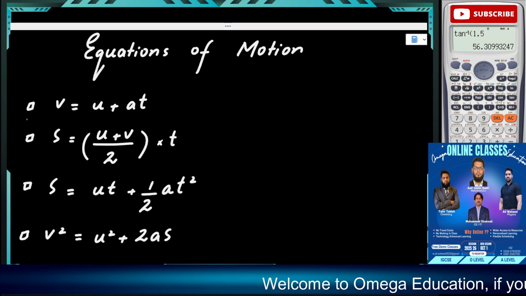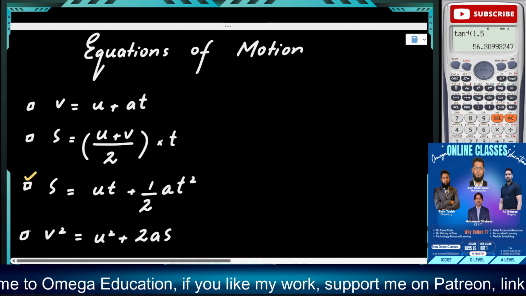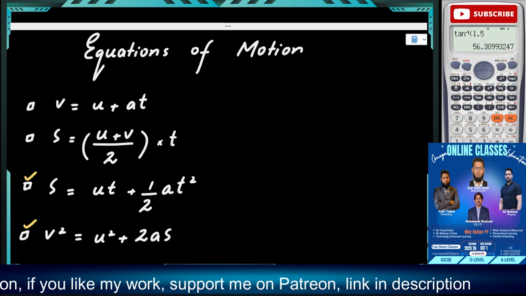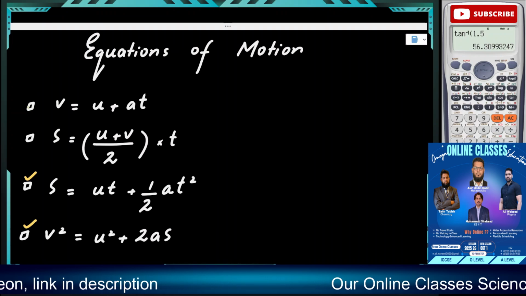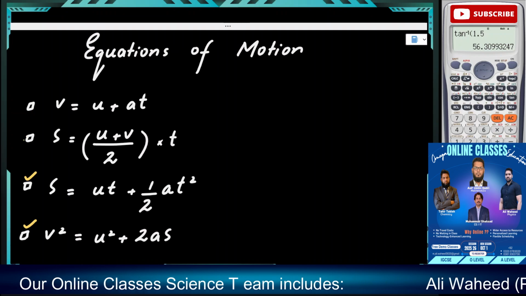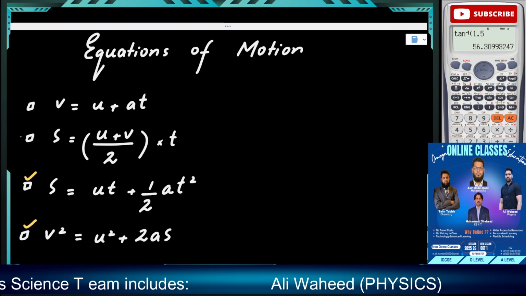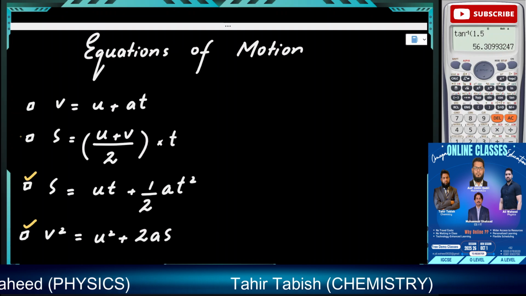Which 2 are given? The third one and the last one. These 2 are given. I would say the first one is from the very definition of acceleration, and the second one is the formula: displacement equals average velocity times time.